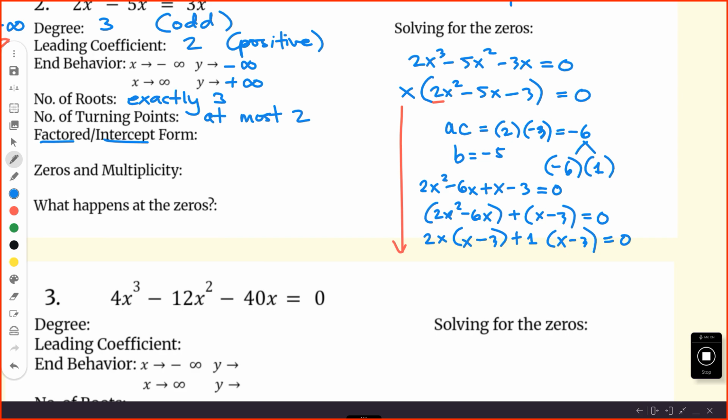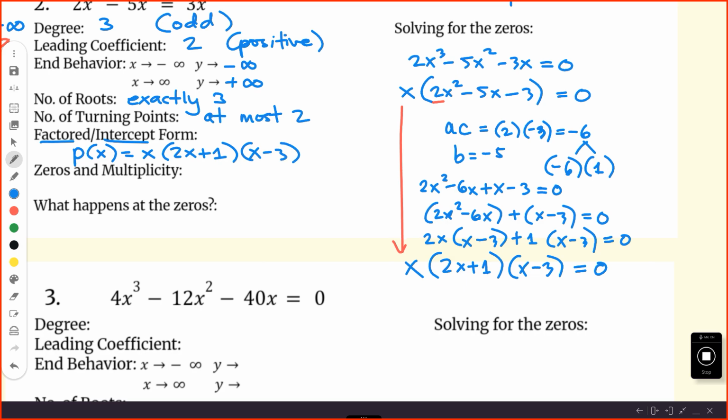So how do you write this now? That's 2x plus 1. So 2x plus 1 and then x minus 3. But do not forget the x in your GCF. That's your first factor. Then equals 0. So these are the factors now. Okay? So you can write this as p of x equals x times 2x plus 1 times x minus 3. Okay?